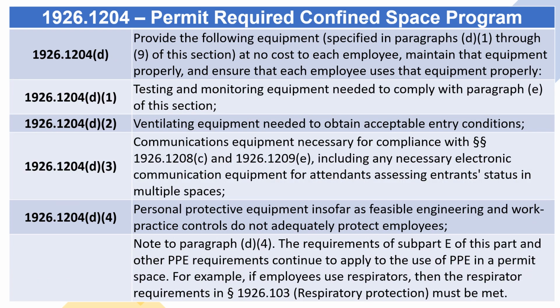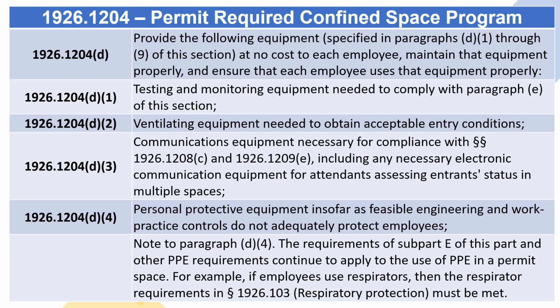1926.1204 D. Provide the following equipment, specified in paragraphs D1 through D9 of this section, at no cost to each employee, maintain that equipment properly, and ensure that each employee uses that equipment properly. 1926.1204 D1 through D9. Testing and monitoring equipment needed to comply with paragraph E of this section. Ventilating equipment needed to obtain acceptable entry conditions.